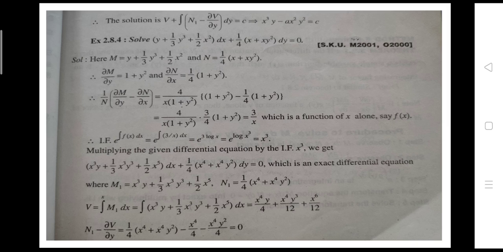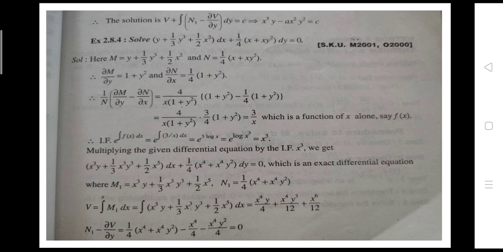Now if we observe this example, solve (y plus 1/3 y³ plus x²/2) dx plus (1/4 (x plus xy²)) dy is equal to 0. Now comparing the given equation with M dx plus N dy is equal to 0, here M is equal to y plus 1/3 y³ plus 1/2 x², and N is equal to 1/4 (x plus xy²).